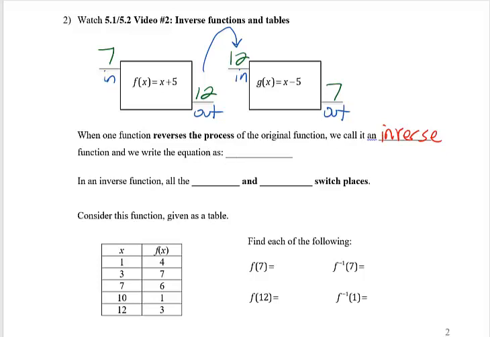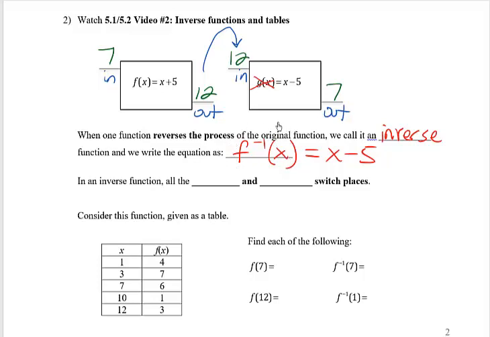And we actually have a special way to write down the equation. Instead of using g of x, instead of thinking of that second function as a brand new function, we write f inverse of x equals x minus 5. This is the notation for an inverse function.